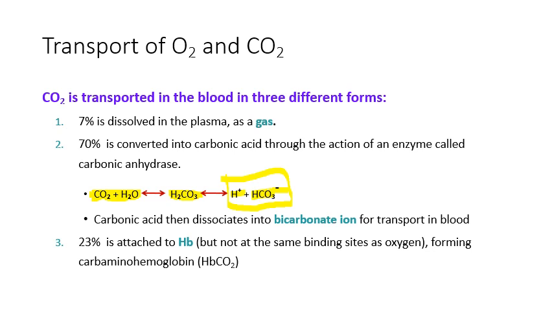Right, so most of it, about 70% of the carbon dioxide, is carried in your bloodstream in the form of this bicarbonate ion. And then the rest, about a quarter of it, is going to be directly attached to the hemoglobin. However, it's not going to bind to the same sites on the hemoglobin that oxygen binds to, so it's not taking oxygen's place. But when it does bind to that hemoglobin, we call it carbaminohemoglobin.